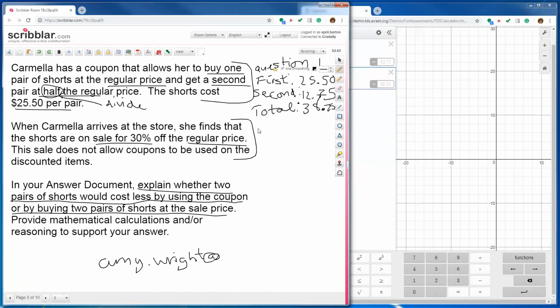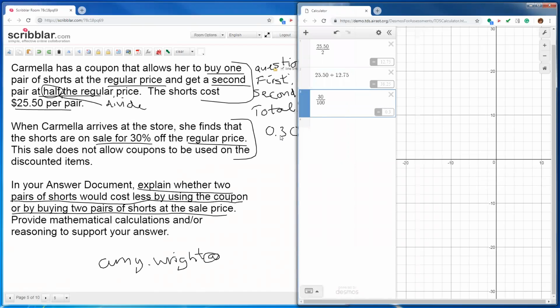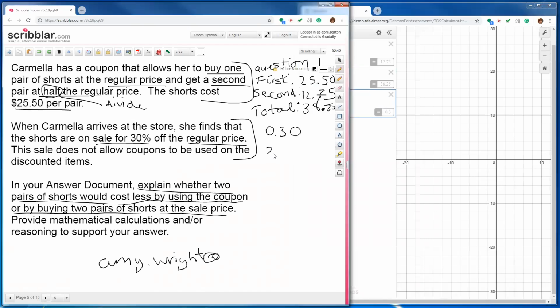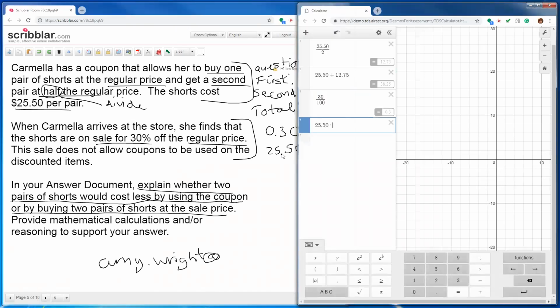How do we do that? 0.30. If you don't remember, you can do 30 divided by 100, and that'll give you the correct decimal. So then the regular price multiplied by that will tell you 30% off. Let me fix that and do the 0.30.